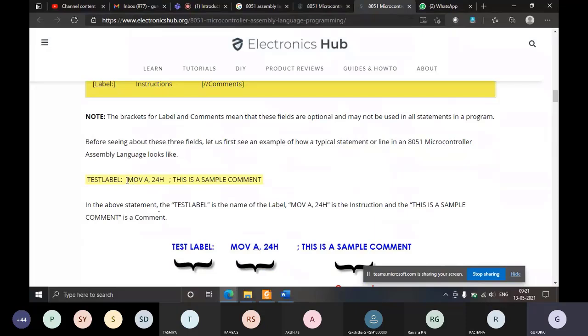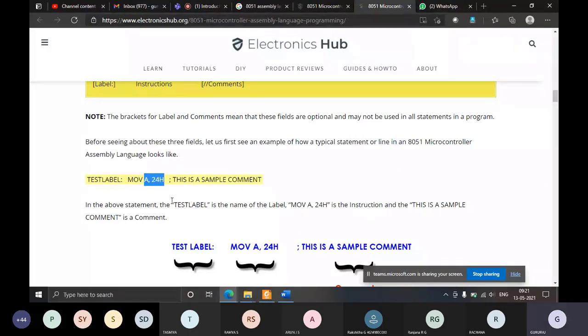Which is the mnemonic here? MOV is the mnemonic. ADD is a mnemonic. ADC is a mnemonic. So a mnemonic is followed by operands. Which are the operands? Accumulator A followed by the data 24H, which is a hexadecimal value.